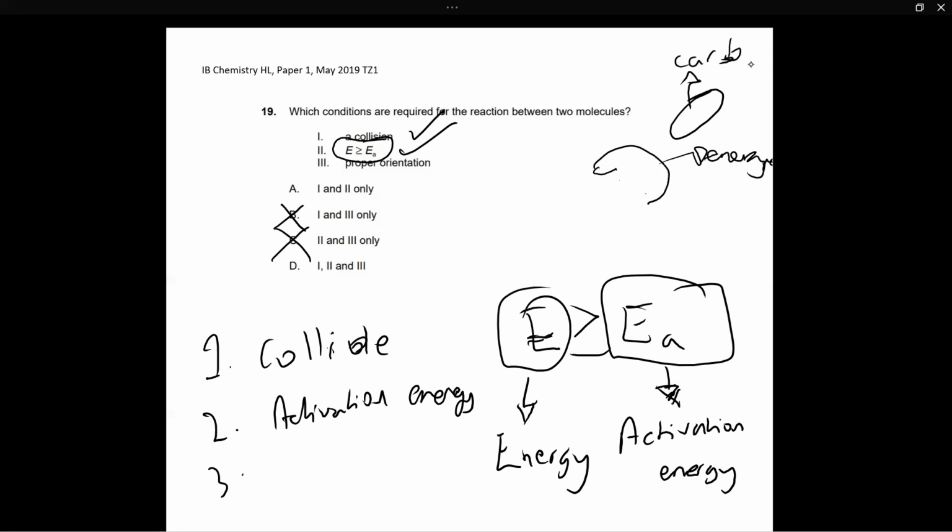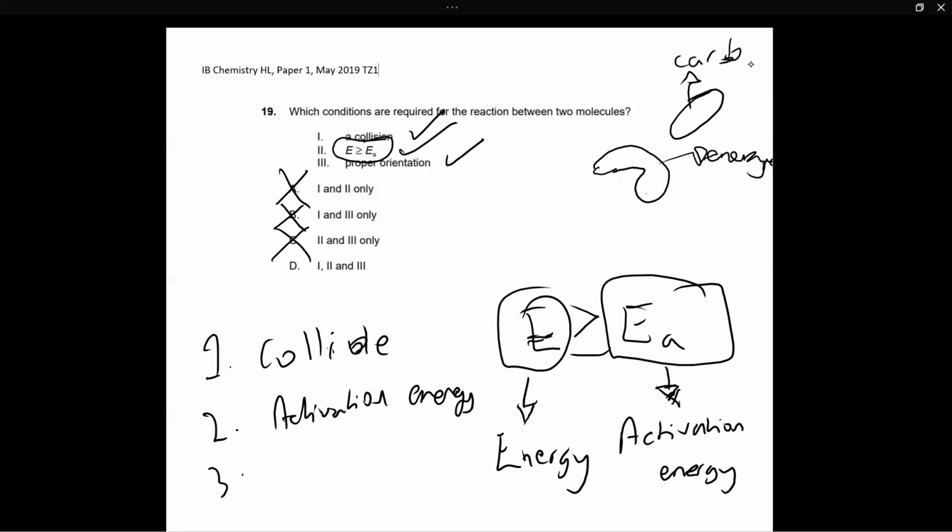So even though these both are going to collide, nothing's going to happen. Even though they meet the energy, they have a collision, but the orientation is not correct, right? The orientation should have been here. The carbohydrate should be here. So that's why the orientation should be correct as well. So this is an important factor in a reaction to occur between two molecules. Now, obviously, this is a biological example, right? I cannot think of a more IBDP chemistry example right now off the top of my head, but hopefully I've given you an idea about why orientation is important.